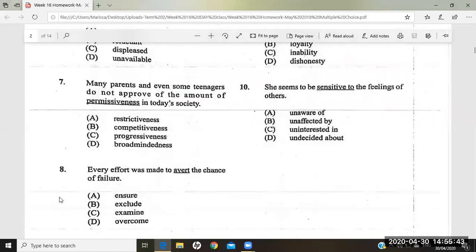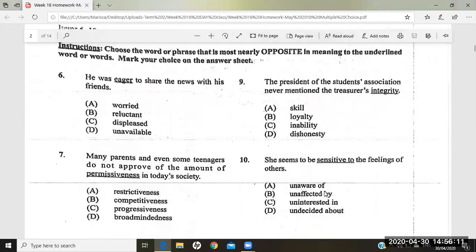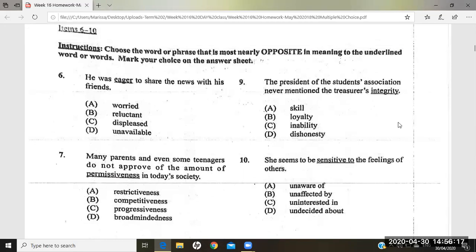Number 7 says many parents and even some teenagers do not approve of the amount of permissiveness in today's society. So A, restrictiveness. Very good. It is A, restrictiveness. Number 8, every effort was made to avoid the chance of failure. So what is the opposite of avoid? A, ensure. Yes, it is A, ensure. Very good. Number 9 says the president of the Students Association never mentioned the treasurer's integrity. D, dishonesty. Very good. It is D, dishonesty.